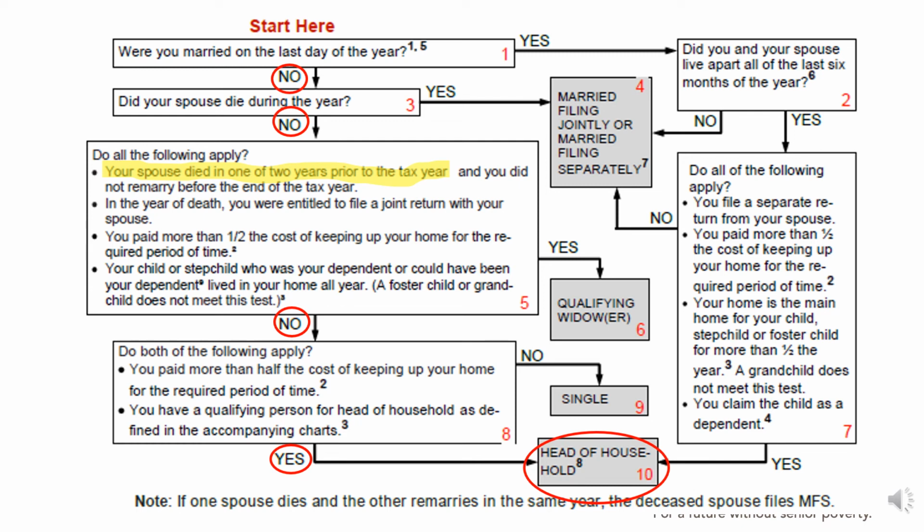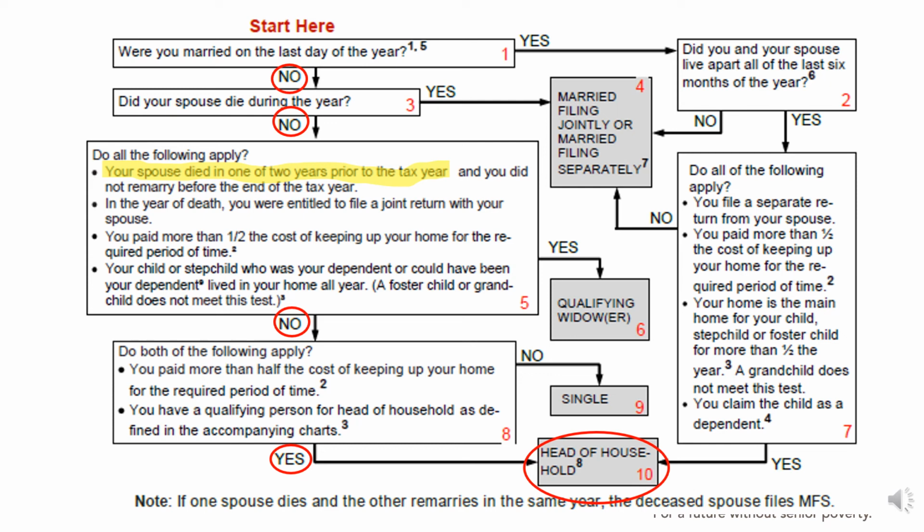So there are 4 bullets and all 4 would need to apply. Well, right off the bat, the first one is a problem. Your spouse died in one of the 2 years prior to the tax year. No, that's not true because the spouse died in 2018 and this is now 2021. So immediately we see that all of the following do not apply.